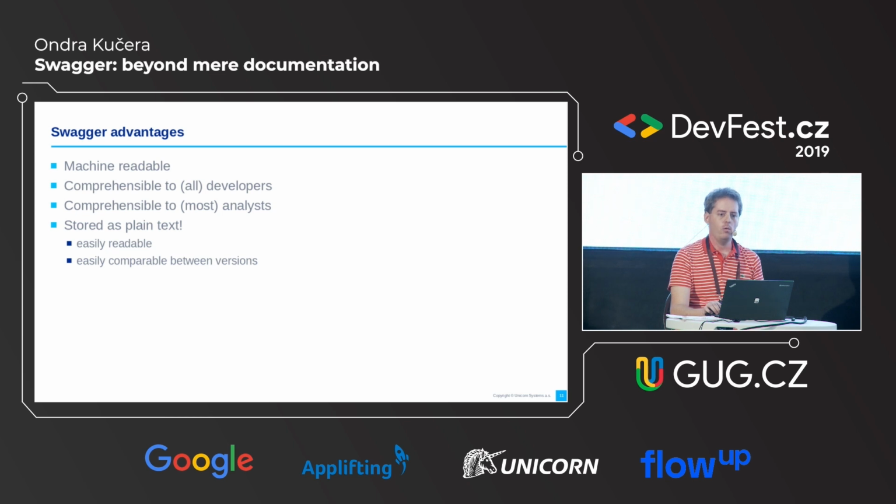It's also comprehensible to developers. I mean, if you have a developer on your team who wouldn't be able to learn Swagger, sorry, just fire them, I guess, and maybe hire me, or I don't know. Anyway, it's also understandable by most analysts. The more senior analysts they are, the better they will understand that.